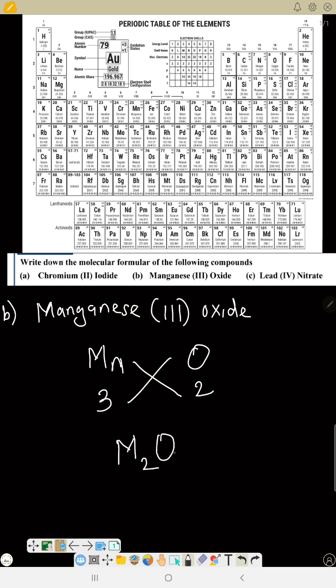So that will be Mn2O3. So this is manganese 3 oxide, Mn2O3.